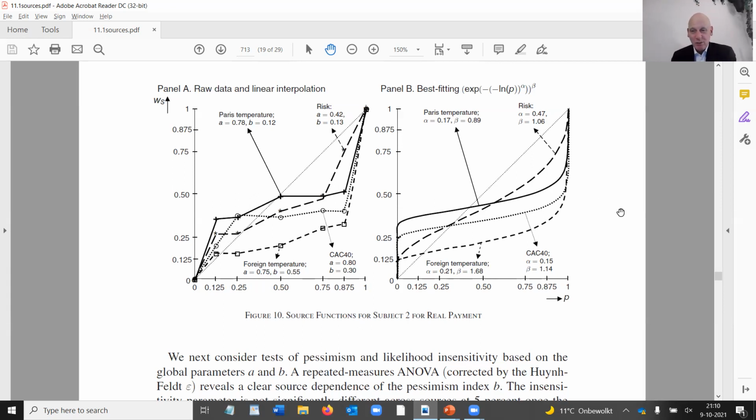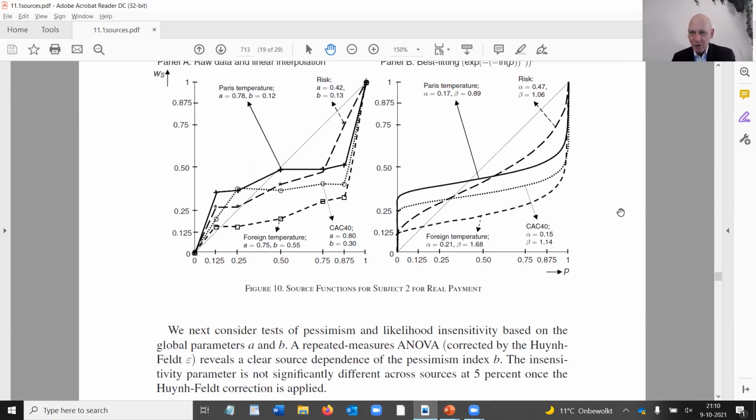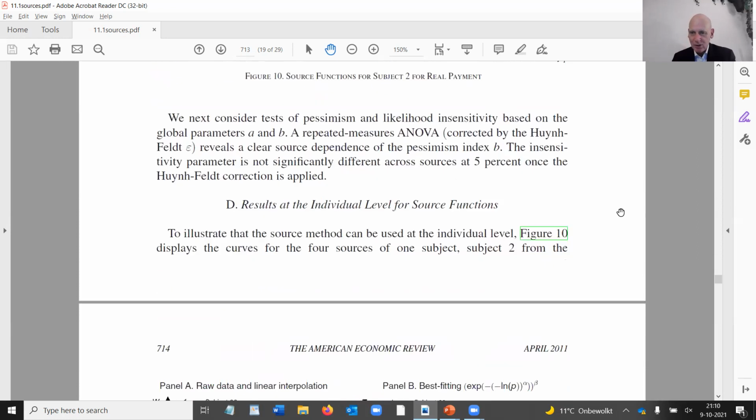One other thing that we see from these curves is that there's not one ambiguity attitude for all sources of uncertainty. Sometimes in the literature, it's almost misselling, as people suggest as if there would be one ambiguity attitude. That's not the case. Uncertainty is too rich a domain. There's not one thing. And these figures again illustrate that. This person is very ambiguity averse for foreign temperature, not at all for Paris temperature. So that's also changing.